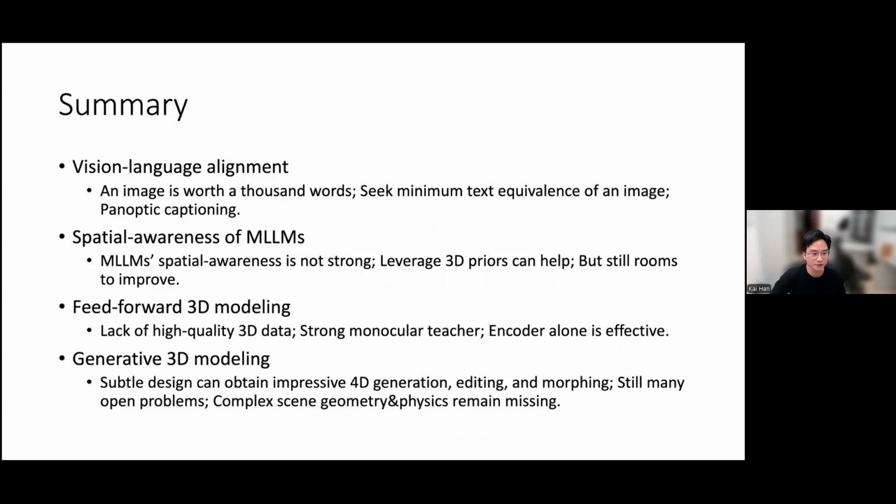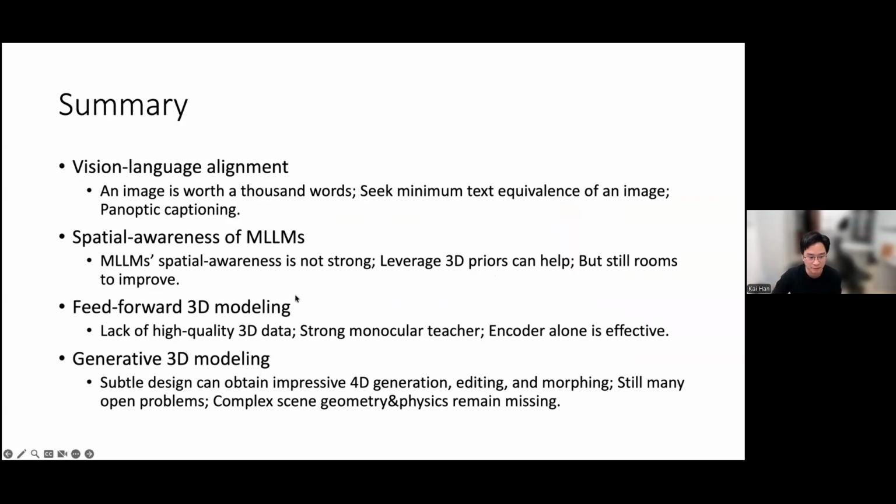All right, just to summarize, we have introduced different works. For vision-language, we introduced the task of panoptic captioning. An image is worth 1,000 words, and we seek the minimum text equivalent of an image, so we introduced this new task called panoptic captioning. We also introduced a method called 3DRS to improve the spatial awareness of multi-modal language models, leveraging 3D priors to improve their 3D awareness.